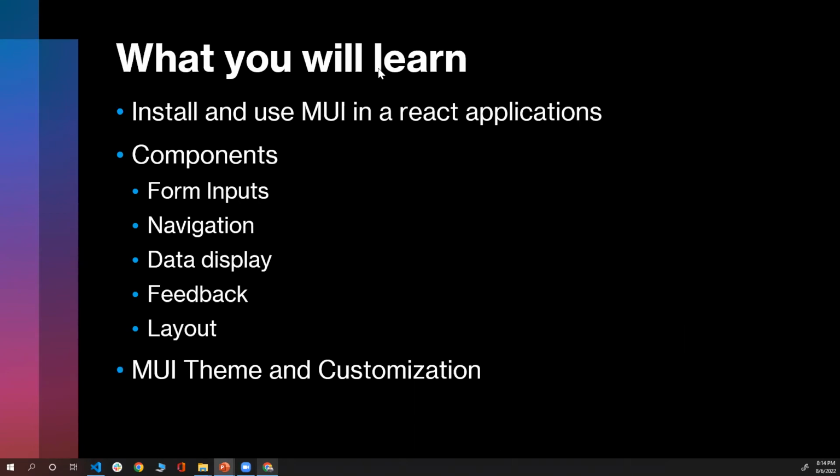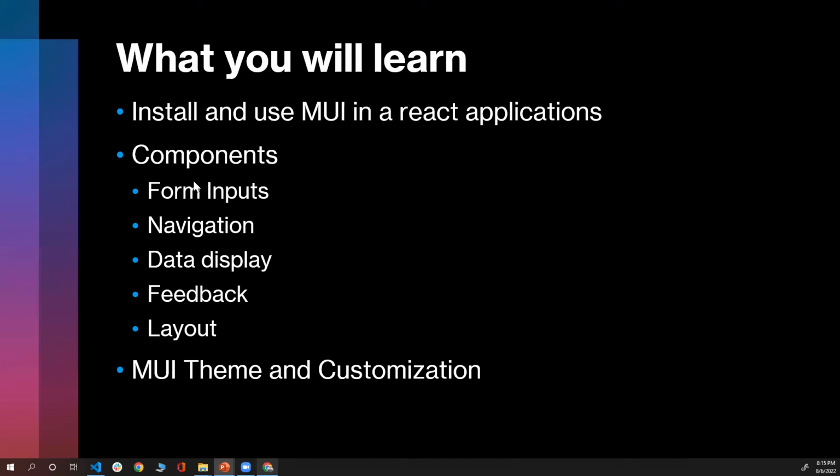What will you learn in this course? First, we're going to see how we can install and use the Material User Interface Library in a React application. We're going to build a simple React application, then install the library, and see how we can use the components of this library in our applications. The components can be put in 5 categories: components related to form inputs, components related to navigation, components related to data display, feedback components, and finally, layout components.